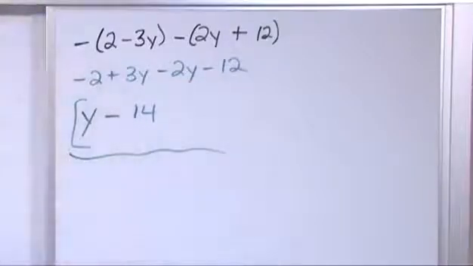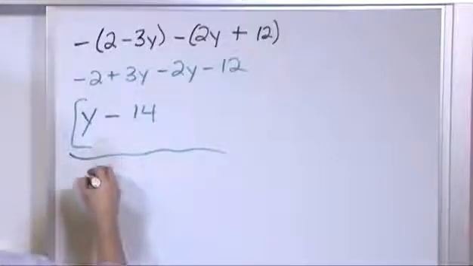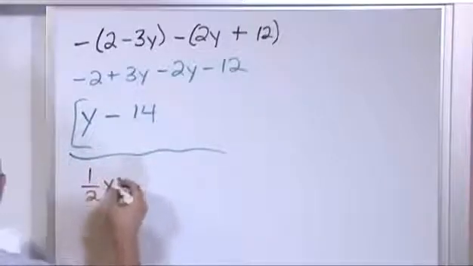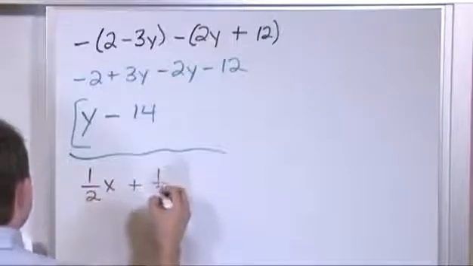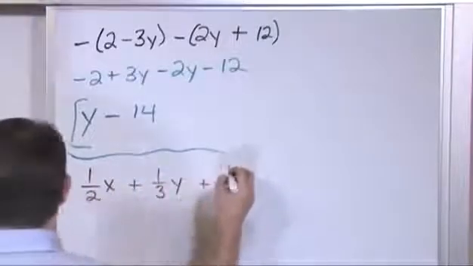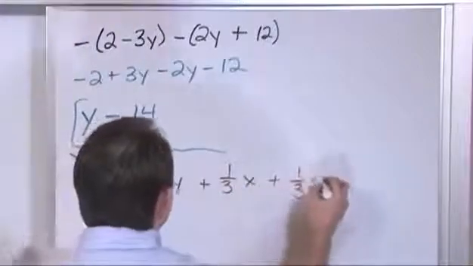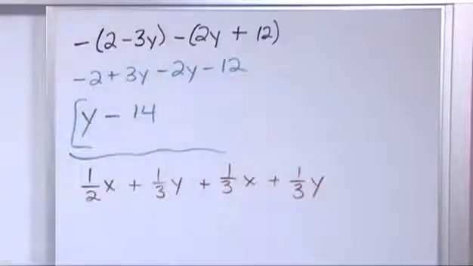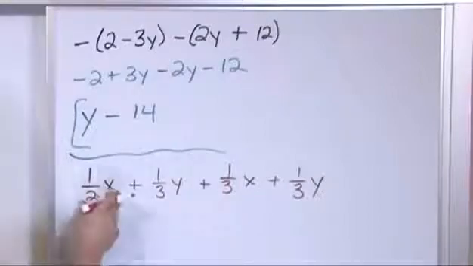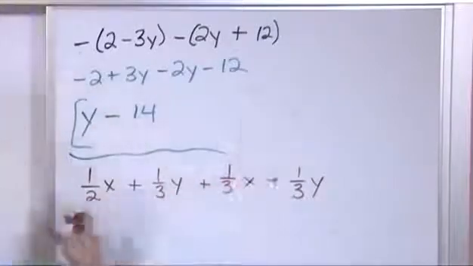All right, moving right along. What if we had something a little bit more complicated looking? 1/2 x plus 1/3 y plus 1/3 x plus 1/3 y. Now the reason I want to do this problem is because it forces you to use your fractions. So what you really have here is, you look for like terms like always. You have 1/2 x and 1/3 x, so those can be added together.